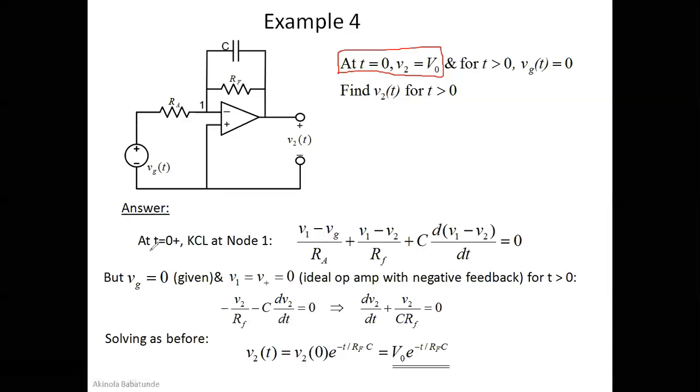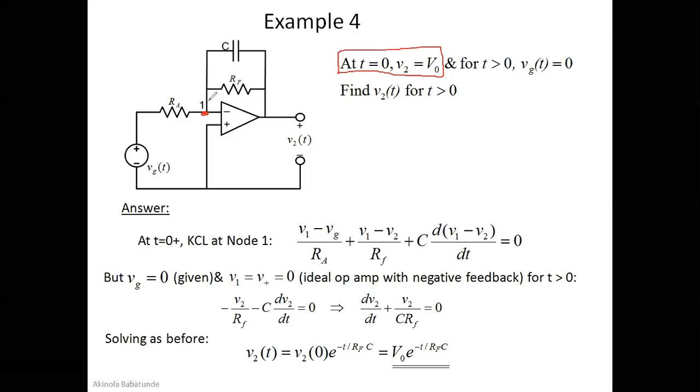So as you can see here, at t equal to 0 plus, we can take KCL at node 1. So the current coming in to this particular place will be negative. If you rearrange that and carry it out mathematically, you would obtain V1 minus VG over RA. That's the voltage difference divided by the resistance here. That will give us a current coming into this particular node, plus the current leaving the node through RF.